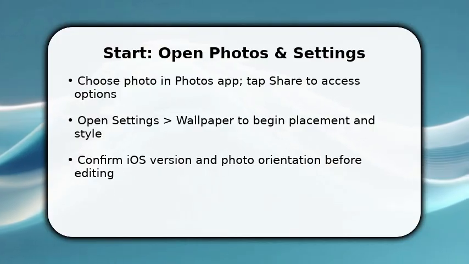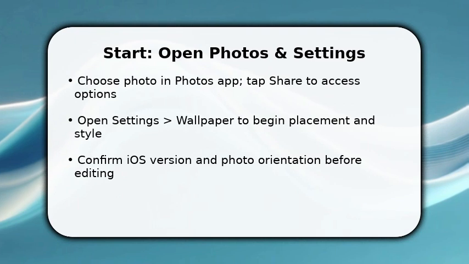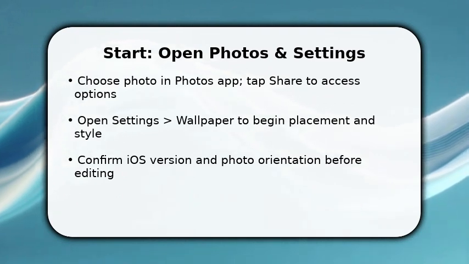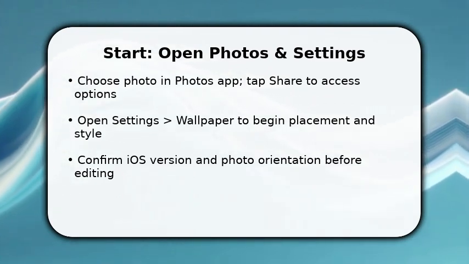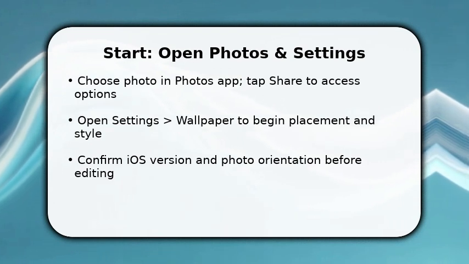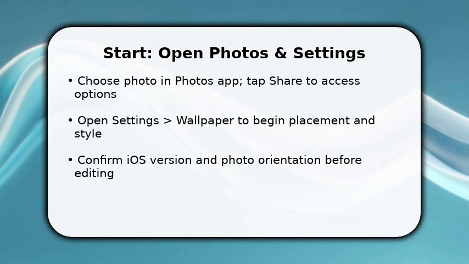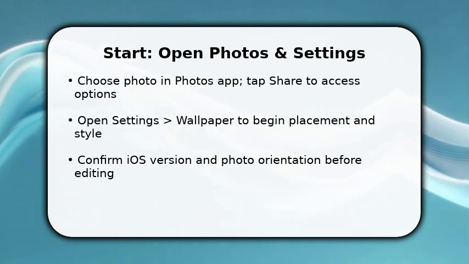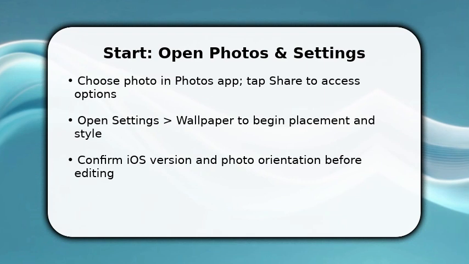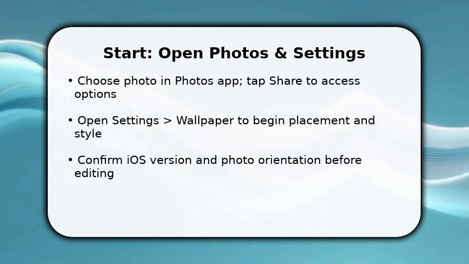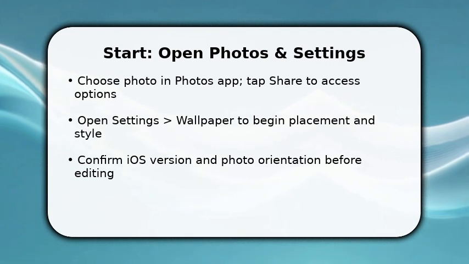You begin by selecting the image you want in Photos. Once chosen, tap Share to reveal editing or duplicate options. Then, open Settings and go directly to Wallpaper so you can set layout and behavior consistently. Make sure to check orientation and resolution because iPhone crops differently for lock versus home screens, and that affects composition.